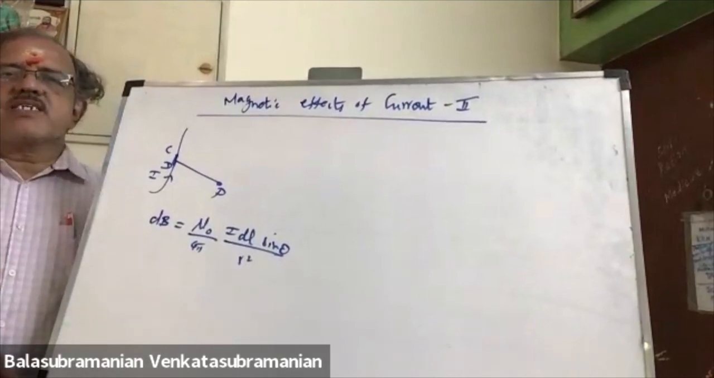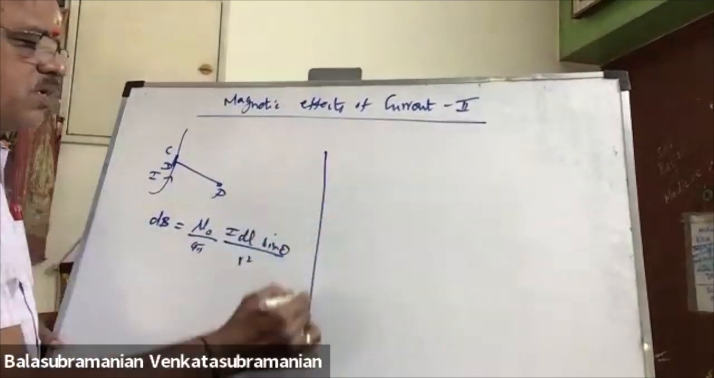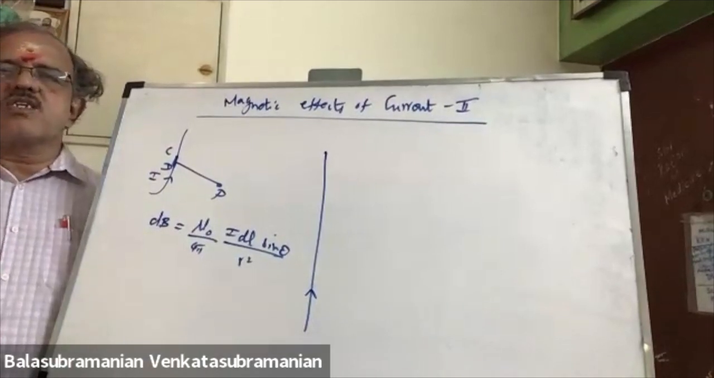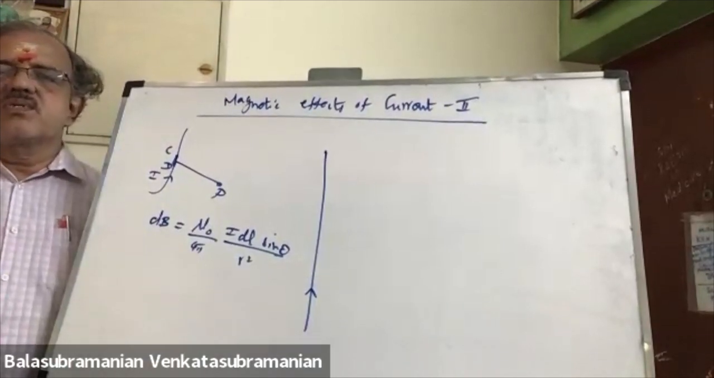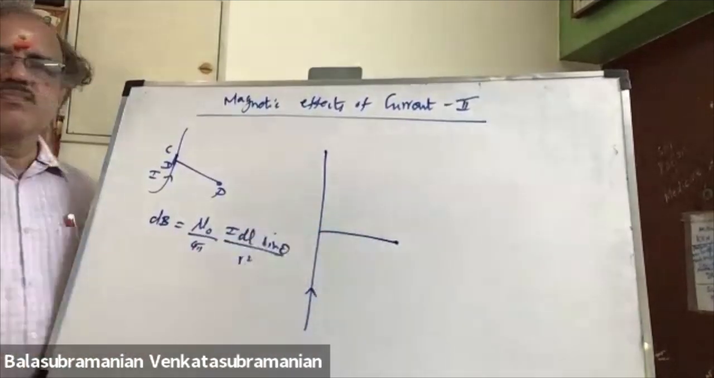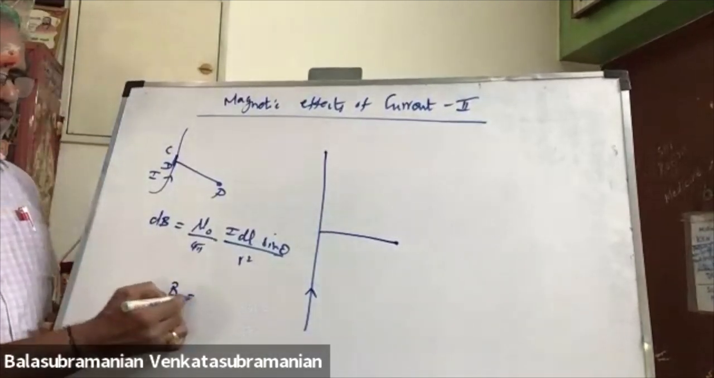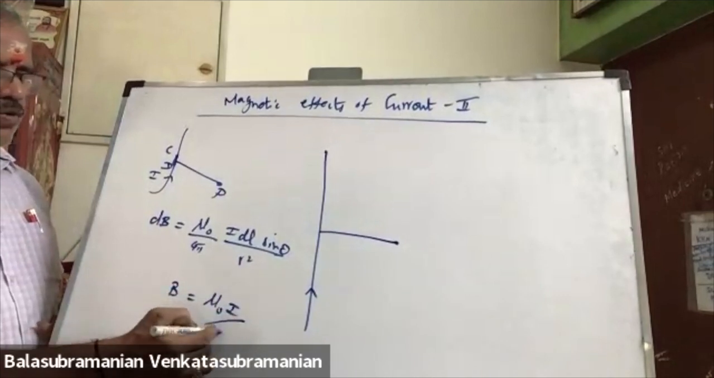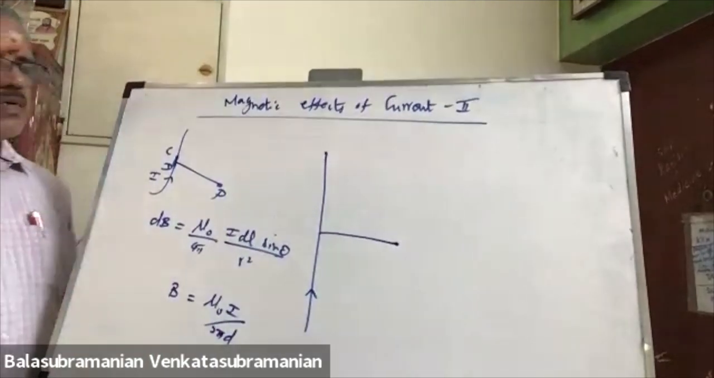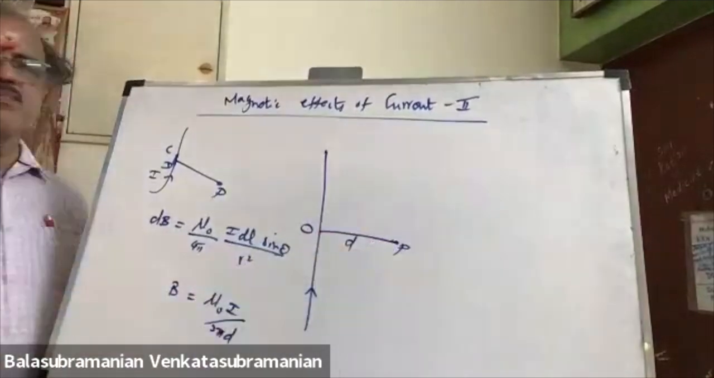We have two applications of Biot-Savart law. One is a current carrying infinitely long wire. What is the magnetic field at a point outside? By Biot-Savart law, B is equal to mu naught I by 2 pi D or 2 pi A, anything. This is the distance from the center to the point P.